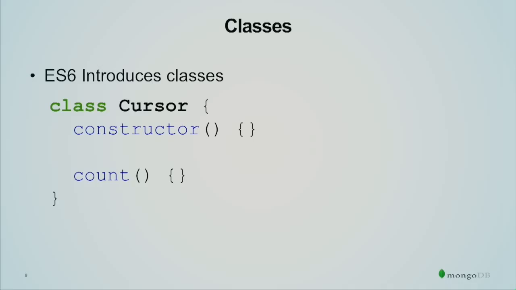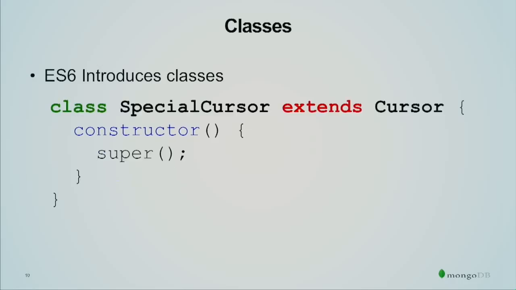The constructor is a special keyword for defining the actual constructor of that object. And defining methods is as simple as just writing the method name and then brackets. You don't have to do Cursor.prototype and then add the methods or use this in the constructor. You can do inheritance. So you can take the Cursor and turn it into a special cursor. And you can even call the constructor of the superclass by simply calling super. So it's quite nice, quite simple.